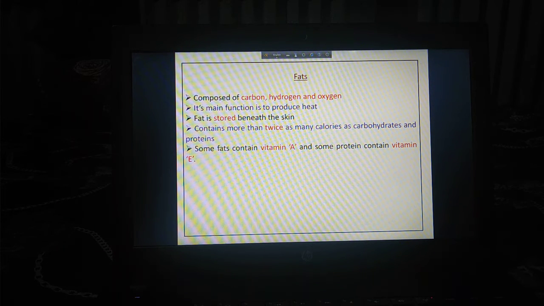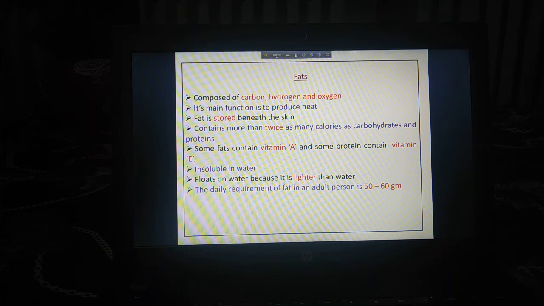Some fats contain vitamin A and some contain vitamin E. The main characteristics of fats: they are mainly insoluble in water, and float on water because they are lighter than water. The daily requirement of fat in an adult person is near about 50 to 60 gram. Most important point for your MCQ. What is calorie? Calorie is the measuring unit of energy. Most important point for your CQ.